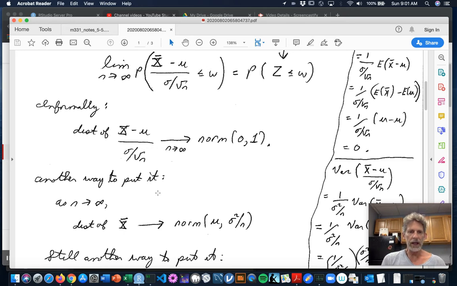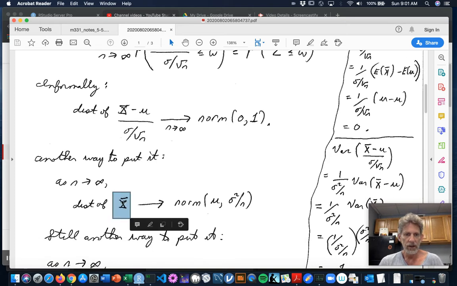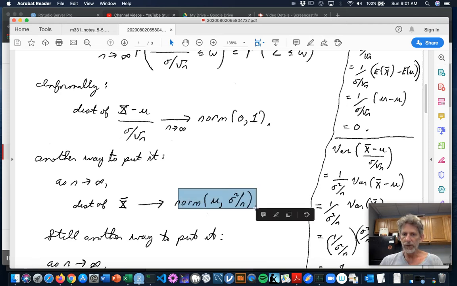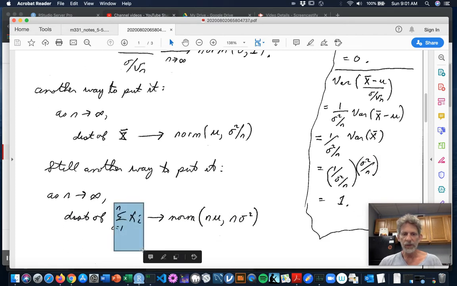So another way to put that is, instead of talking about the standardized version of x bar, you could just talk about x bar. If the standardized version of x bar is getting closer to standard normal, then x bar is getting closer to normal with mean mu and variance sigma squared over n. Or if you just want to focus on the sum of the Xi's, the top of the x bar, well, we know the sum of the Xi's would have a mean of n mu and a variance of n sigma squared. What this theorem is saying is that that sum is approximately normal, and that approximation is going to get better and better the bigger the sample size is.